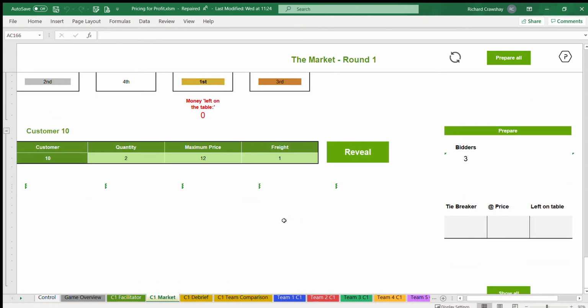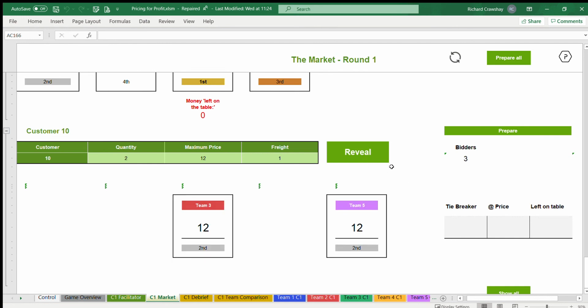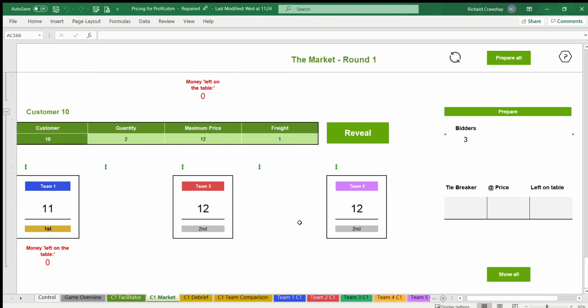And now last customer, quantity of 2. There are 3 bidders. In joint 2nd place is team 3 and team 5 with a maximum price of 12. And the winners are team 1 with a bid of 11. Again, there's 0 money left on the table, and so team 1 wins that particular business. So that's how the market is run.